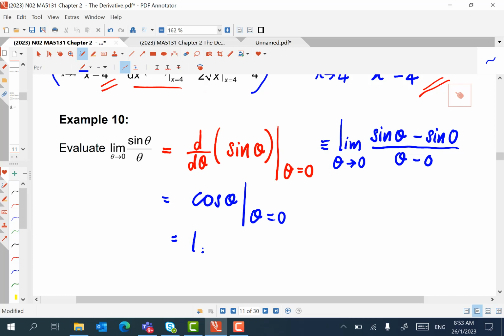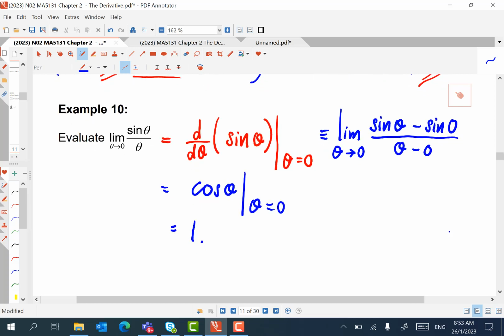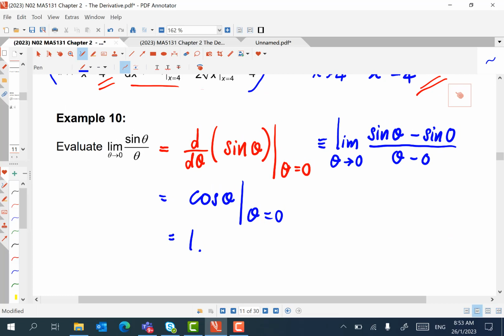Wait, when do you get it? Oh, very easy. What's the definition? Okay, that's example 10.